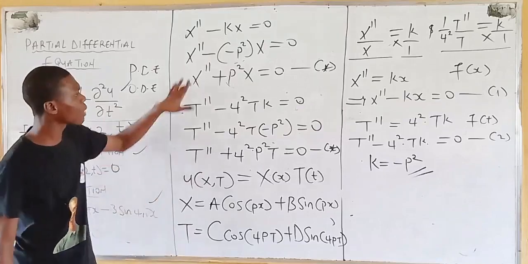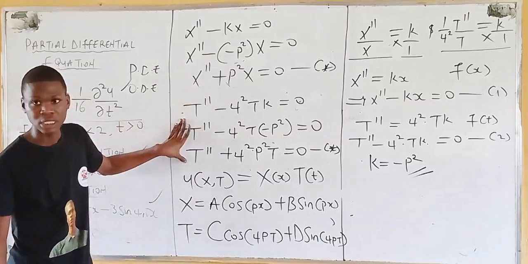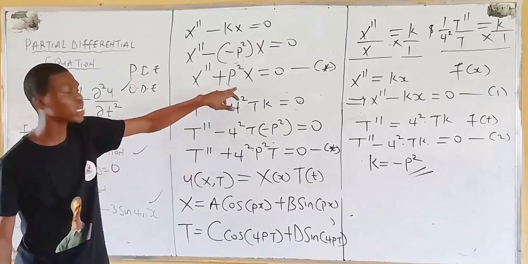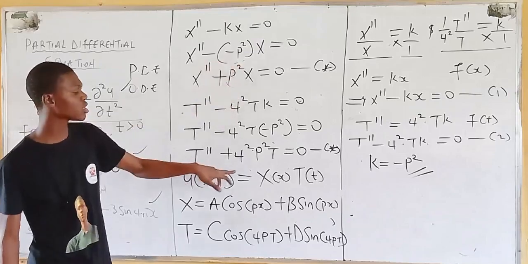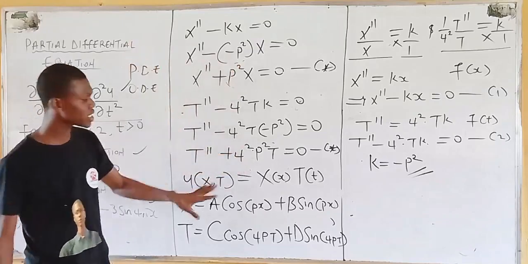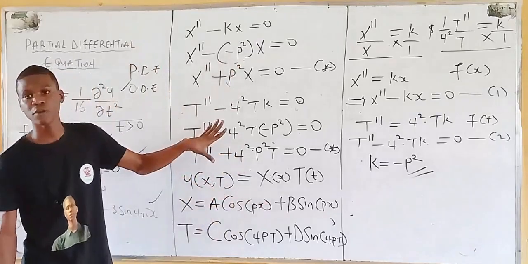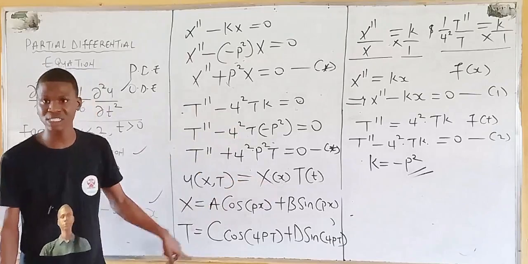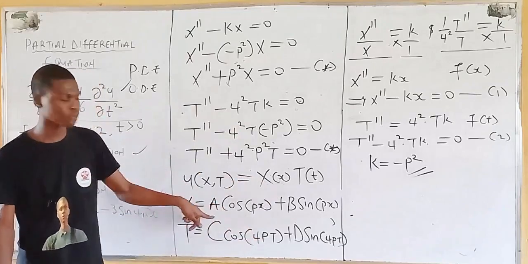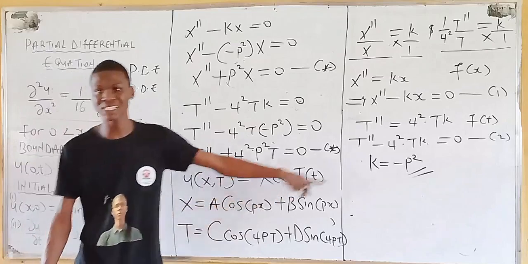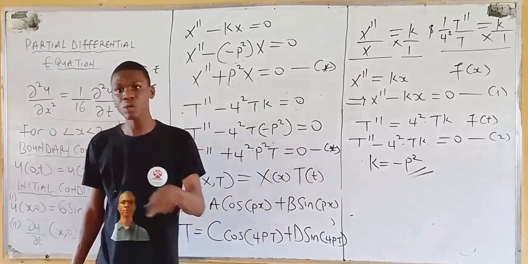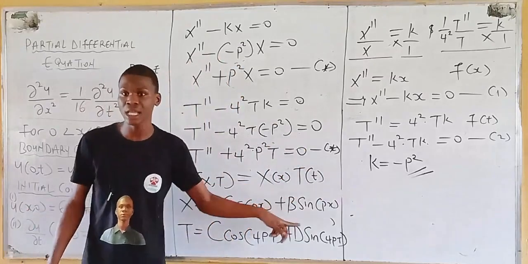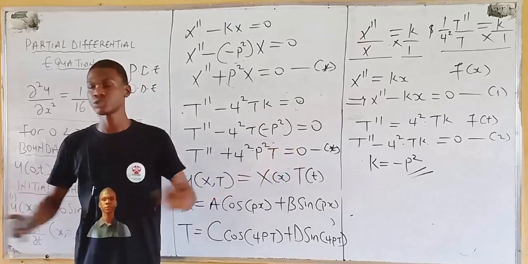Are you getting me? By the time you check these two, there's no difference between them. The difference is just the function. In this case, I'm having x, in this case, I'm having t. The constant here is p square, and the constant here is 4 square p square. So this is the solution to this differential equation. For every differential equation, they have their own solution. So I've gotten the x function and the t function, and you observe that we have them in the form of cosines and sines, meaning wave equation. When we say wave equation, oscillation has occurred. In a case where we are not having sine and cosine, no oscillation has occurred. So that's how it works.